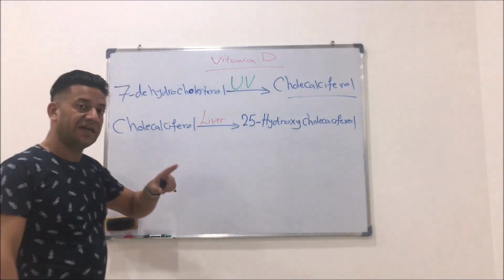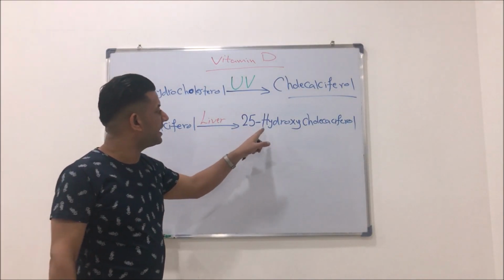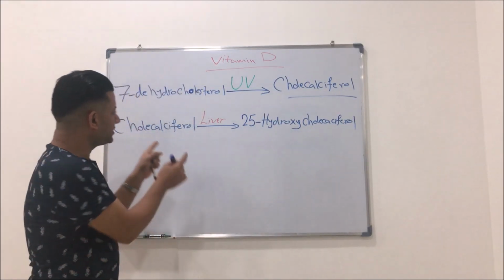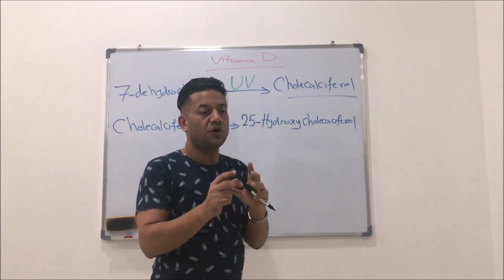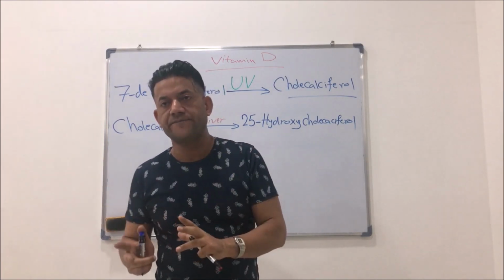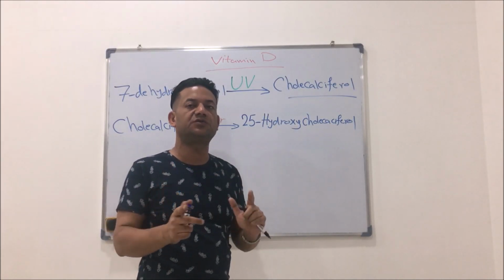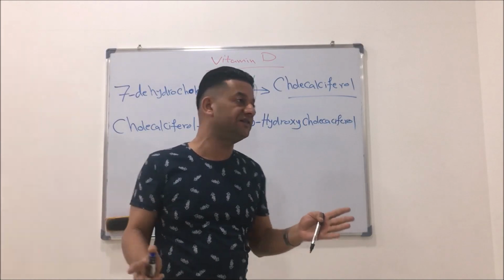Cholecalciferol is activated in the liver to become 25-hydroxycholecalciferol. But up to this point, this form of vitamin D is also inactive and needs more steps to be activated to the finally activated form, or active form, of vitamin D.